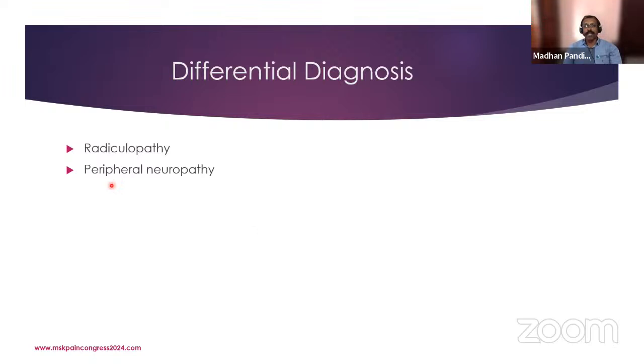A peripheral neuropathy is probably not one of the very difficult ones to diagnose, because peripheral neuropathy is going to be uniformly distributed on both the limbs and it is going to be in a glove and stocking fashion. Radiculopathy, you can always find out by doing a provocative test, try to rule out a cervical radiculopathy or a lumbar radiculopathy. Try to see if there is any particular nerve-related distribution causing this particular pain.